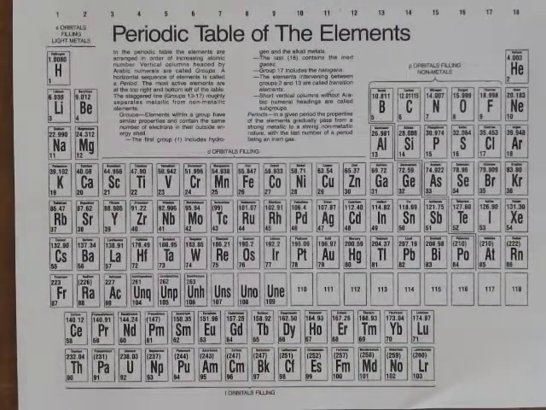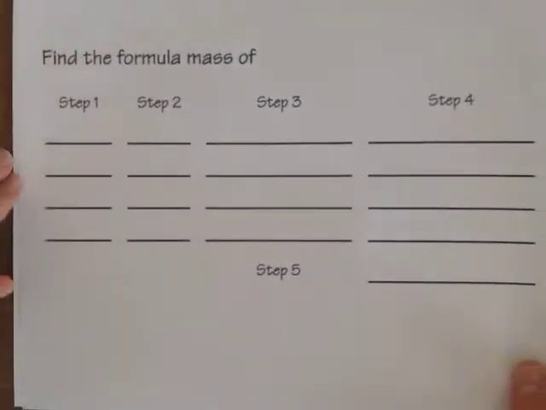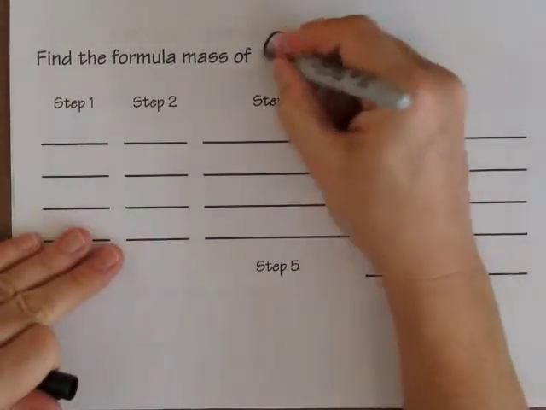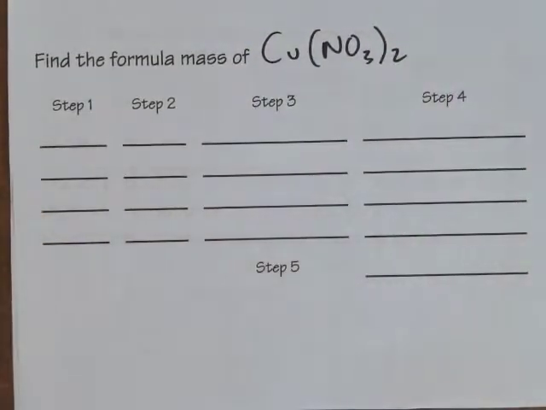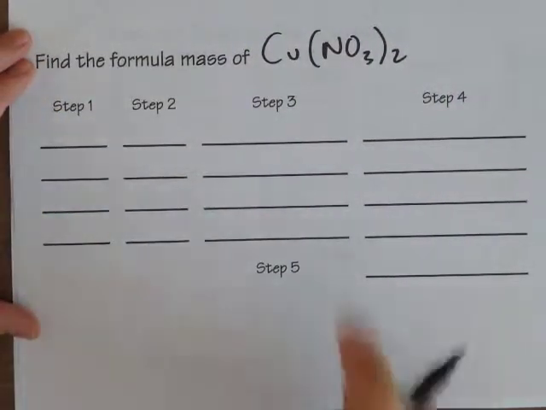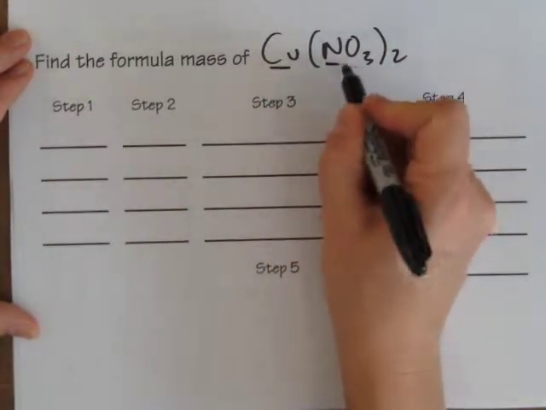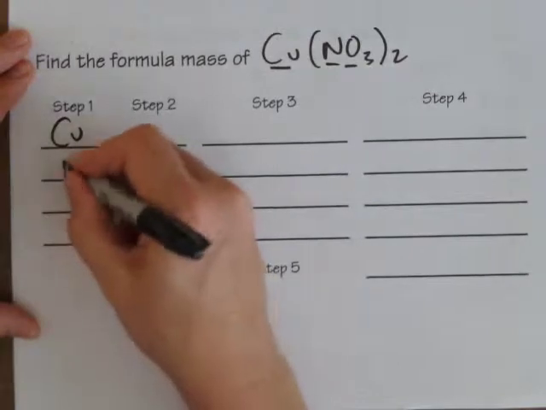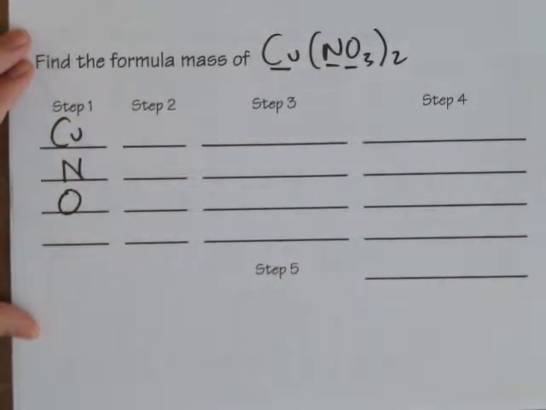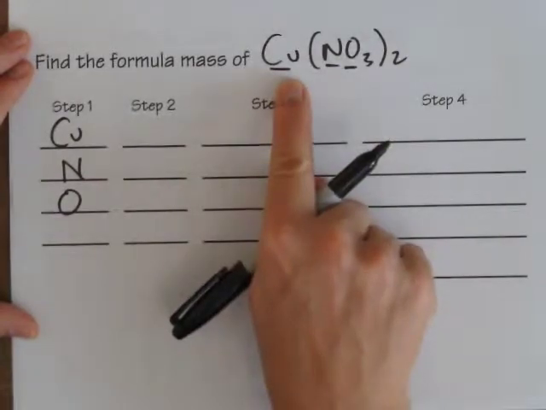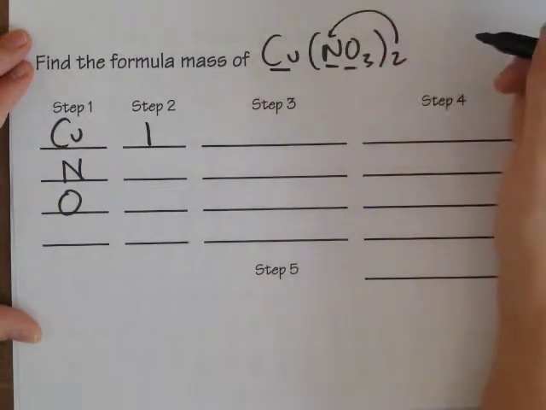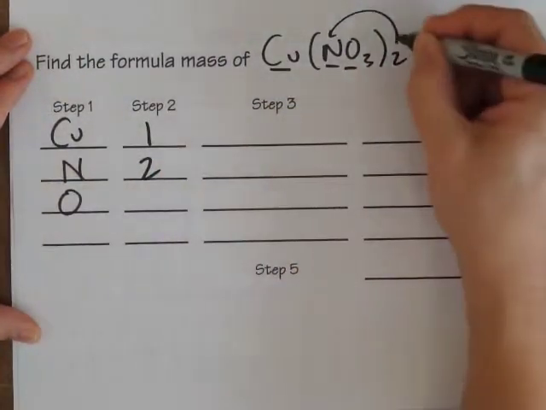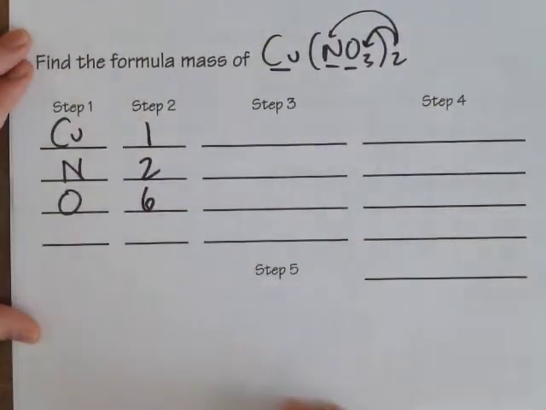The next example is for copper nitrate. The formula says Cu, parentheses, NO3, subscript 2. Copper nitrate. List the elements first. You can tell which ones are elements because they start with capital letters. Copper, nitrogen, oxygen. Then count their atoms. Copper doesn't have a subscript, so it counts itself, 1. The subscript outside the parentheses here distributes into the parentheses, counting 2 nitrogens, and 2 times 3, 6 oxygens.